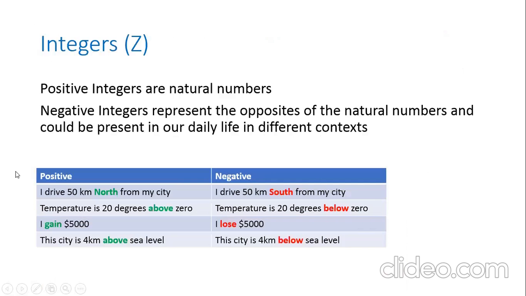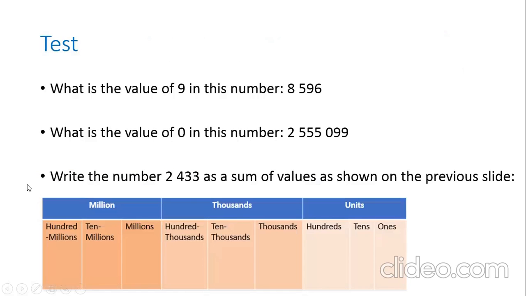So let's perform a test. What is the value of 9 in this number, 8,596? We notice that 9 here falls in the position of tens in the table we were discussing in the previous slide. So its value is 9 tens, or 90. So the answer is 90.